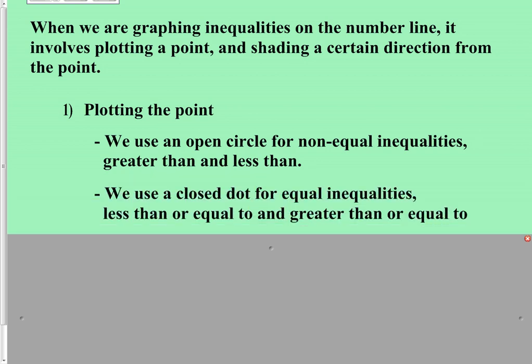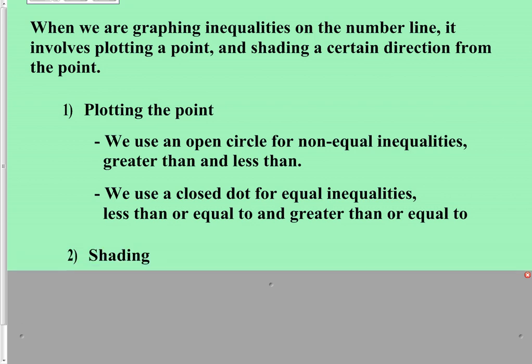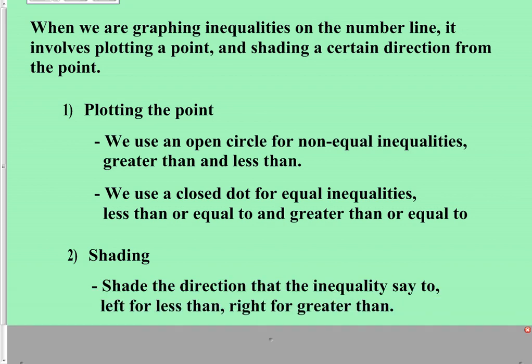The flip side of that is we will use a closed dot for the equal inequalities, the ones that are possibly equal, and those of course are less than or equal to and greater than or equal to. Okay, so we're going to make sure we use the right kind of dot, open dot, closed dot, showing whether it is included or not, and then we will shade. Okay, and from your dot, whether it's open or closed, you will shade the direction that the inequality says to shade, left for the variable being less than, and right for the variable being greater than.